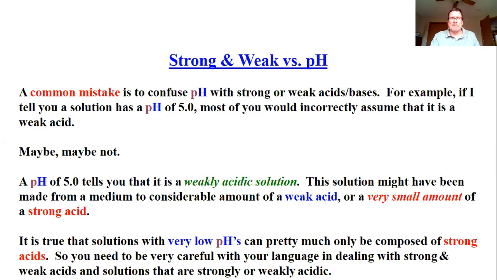But the reality is you need to know the constant. You need to know what the acid is in the solution, what the actual acid is, and what concentration you started with. If you don't know those things, then it's kind of a guess just off of pH. All right, so that's the idea.